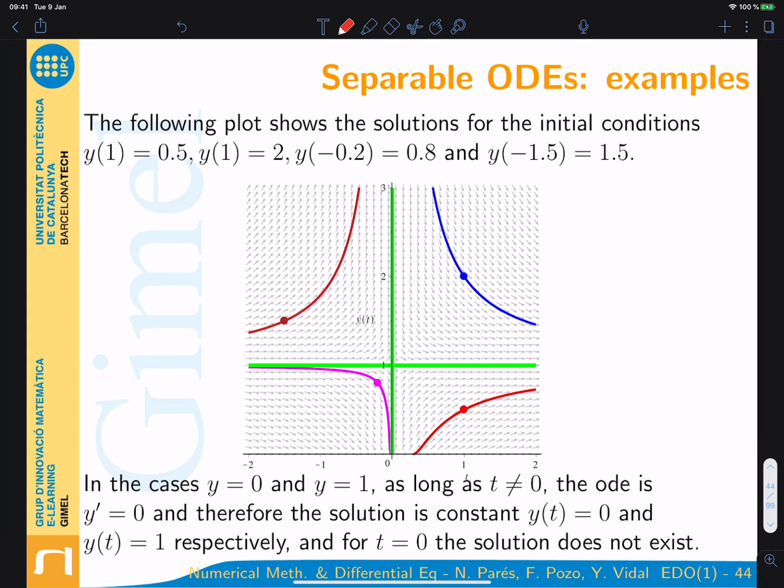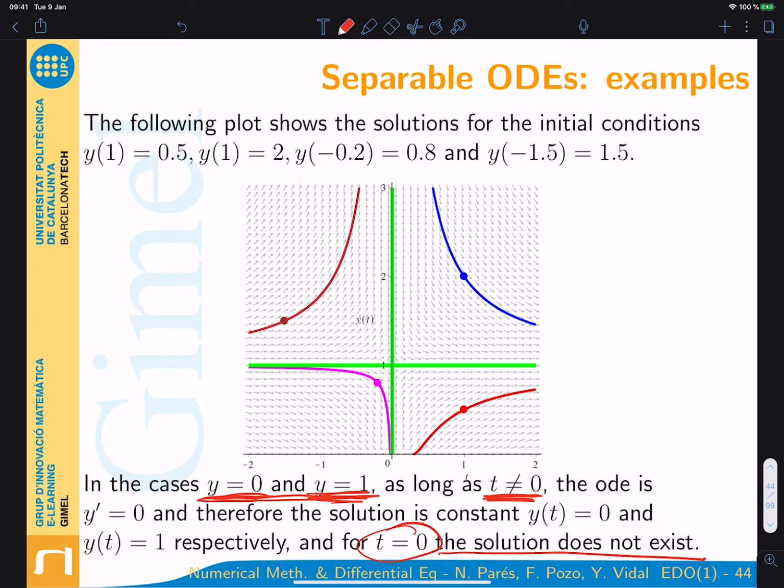Oh, sorry. Here we have to study the case y equals 0 and y equals 1 separately. In these cases, as long as t is different from 0, the ODE has a derivative equal to 0, and therefore the solution is constant. y(t) equals 0 and y(t) equals 1 are solutions. But for t equals 0, the solution doesn't exist. And you can see that in this plot.